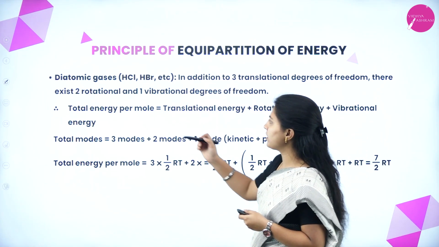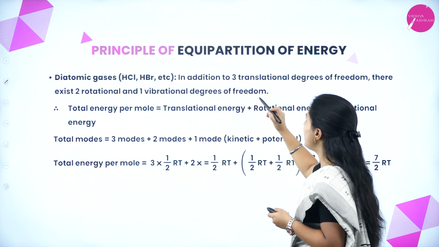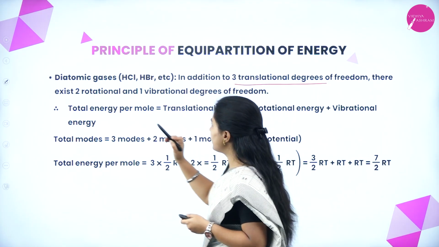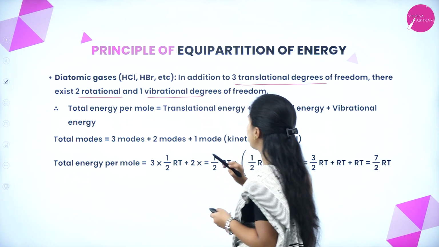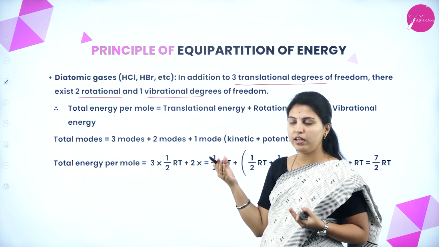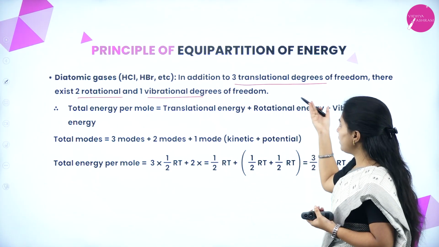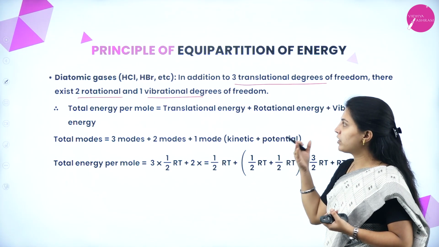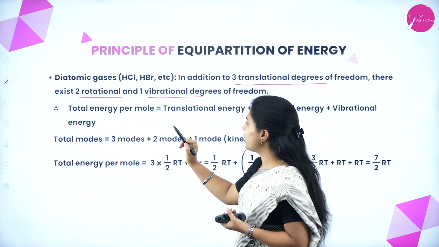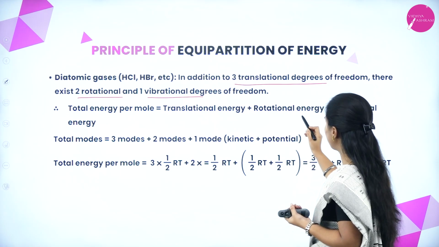In diatomic gases like HCl, HBr, etc., in addition to 3 translational degrees of freedom, there exist 2 rotational and 1 vibrational degrees of freedom. Monoatomic means 3 translational. For diatomic gases, after 3 translational degrees of freedom, an extra 2 rotational and 1 vibrational degrees will be present.